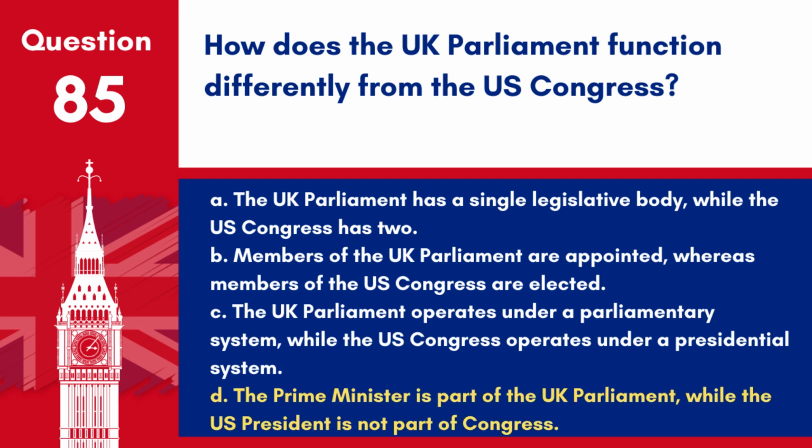Answer. D. The Prime Minister is part of the UK Parliament, while the US President is not part of Congress. This reflects the fundamental difference in the parliamentary system, where the executive is drawn from the legislature, and the presidential system, where the executive is separate.